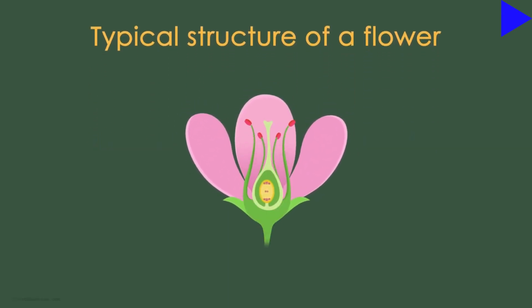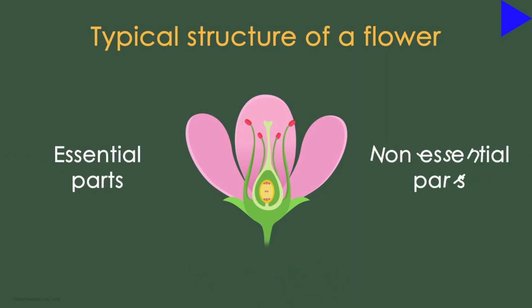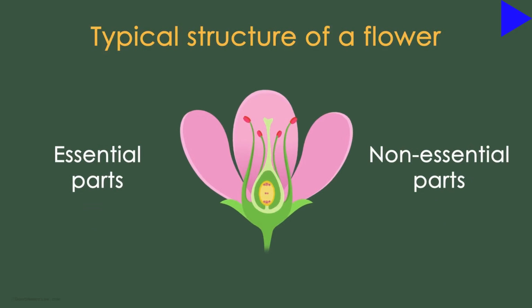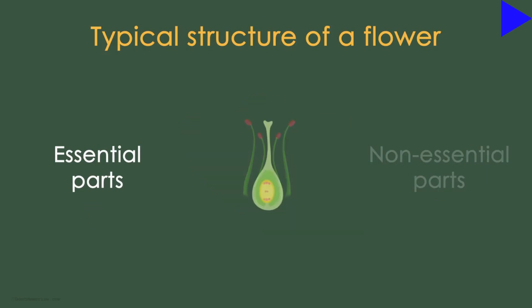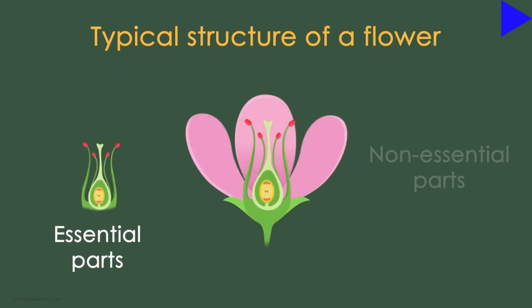A flower has mainly two components. Now, what do we mean by this? Every flower is mainly composed of two parts. They are the essential and the non-essential parts. Do we know what these are? The parts of a flower such as the stamen and the pistil, which are the reproductive parts, are the essential parts. Their function says it all.